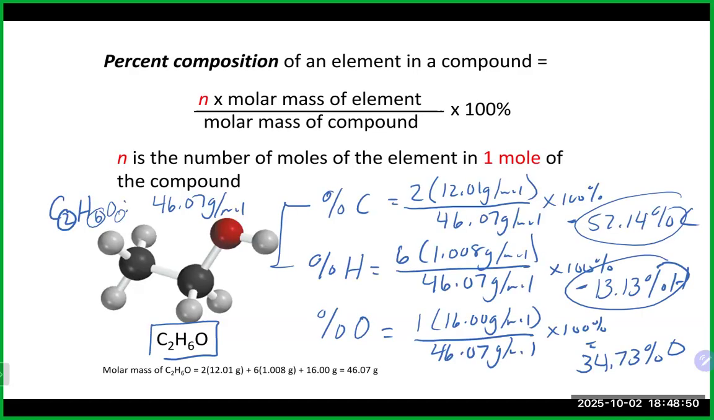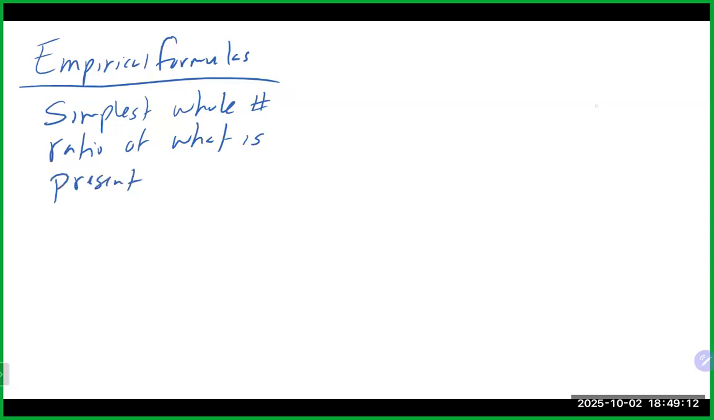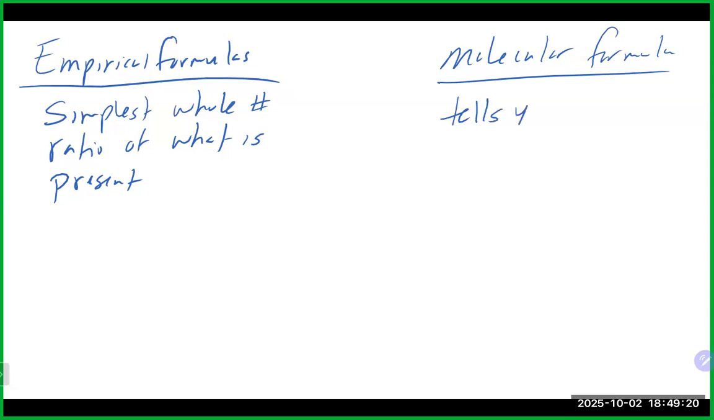So let's take a look at those two things, which is empirical formulas and molecular formulas. Empirical formulas are the simplest whole number ratio of what is present, while the molecular formula tells you exactly what is present.